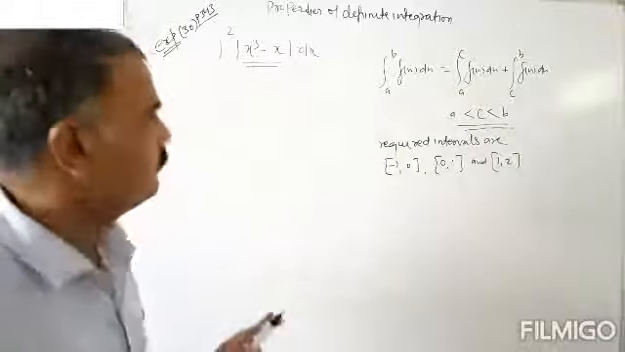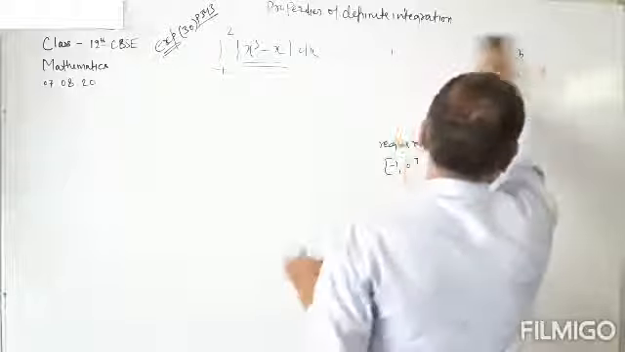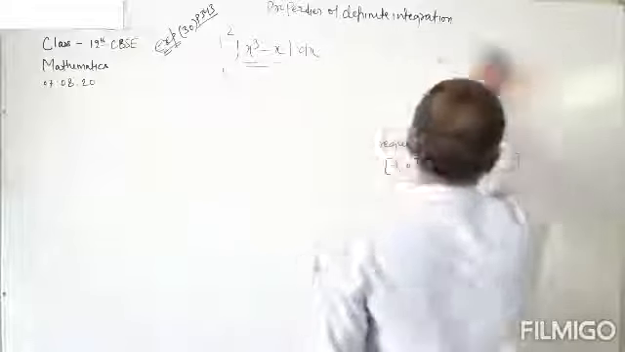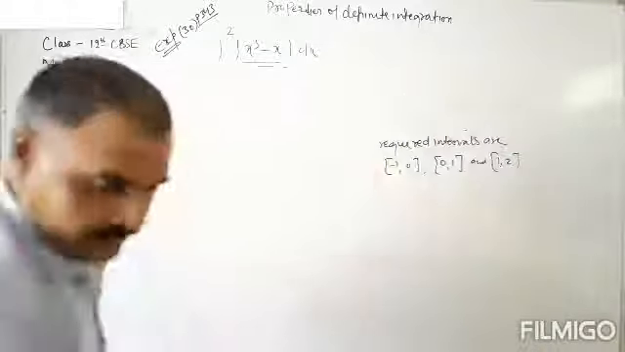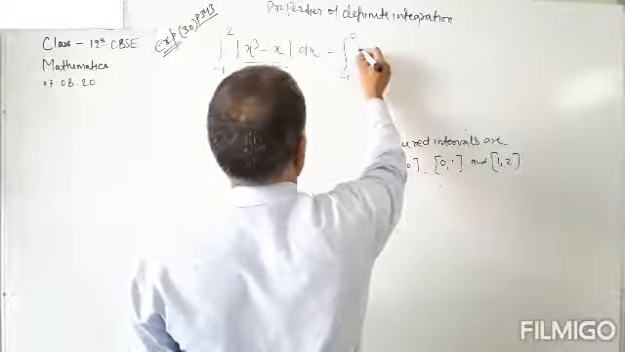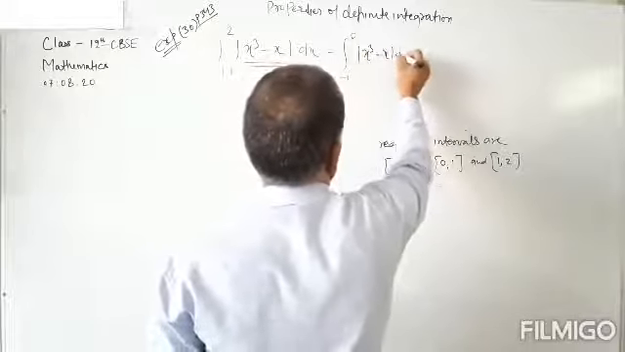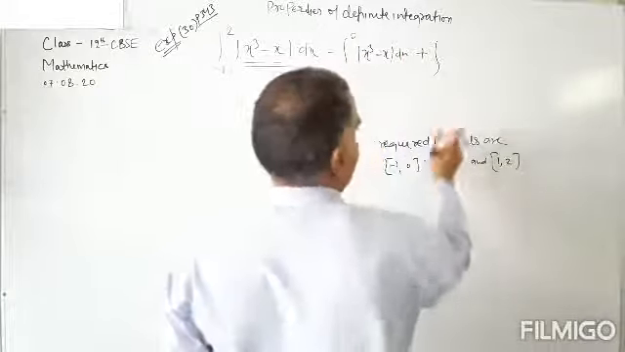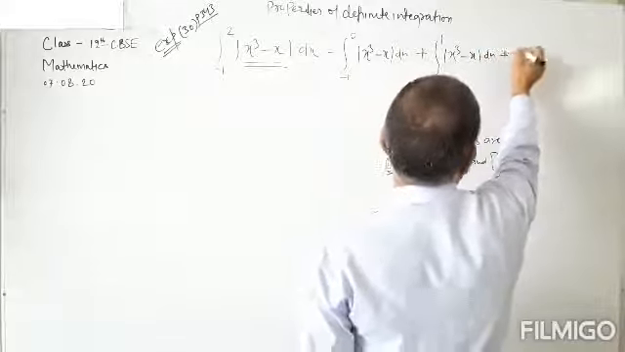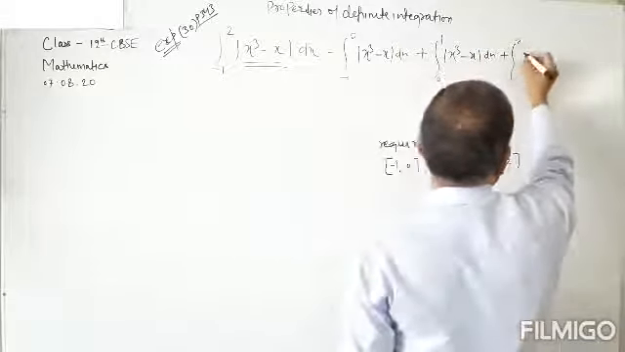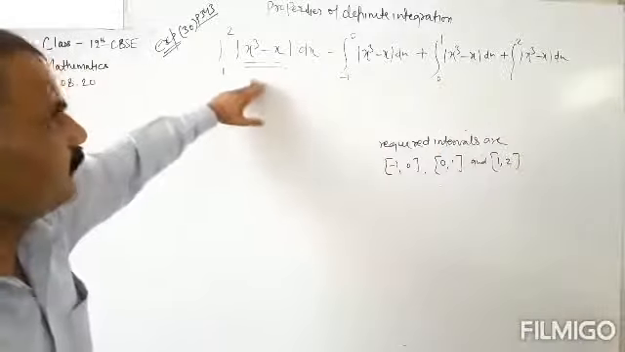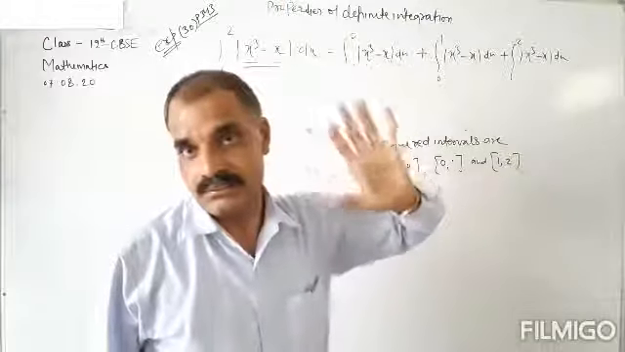The given integration will be changed into the following integration. This is equal to the integration from minus 1 to 0 of modulus x cube minus x dx, plus the integration from 0 to 1 of modulus x cube minus x dx, plus the integration from 1 to 2 of modulus x cube minus x dx. So the given integration is changed into three integrations like this.